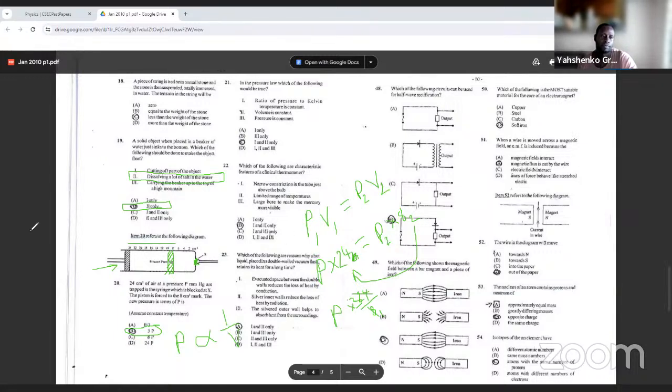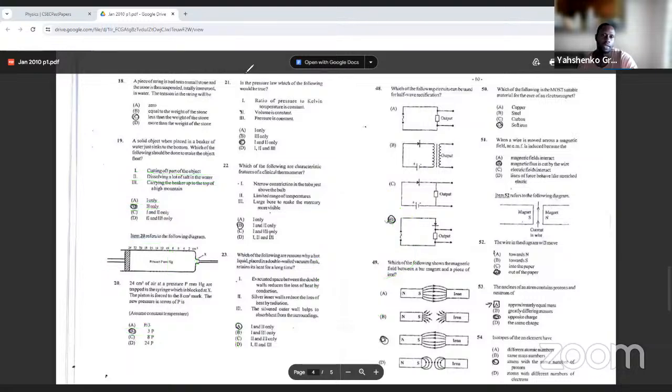All right, let's clear. Let's go to 21. In the pressure law, which of the following would be true? So in the pressure law, which of the following will be true? The ratio of pressure to Kelvin temperature is constant. Volume is constant. Pressure is constant.